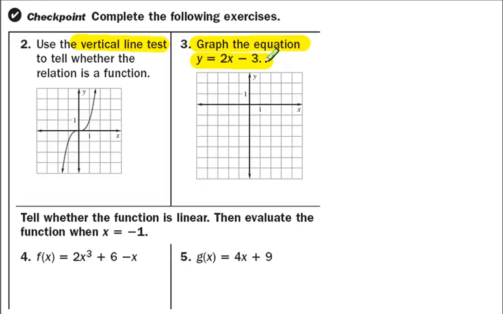So in other words, make up anything you want for the value of x, plug it in and get a y coordinate and graph those 2 points. And you'll get a straight line. And now we're down here telling whether this function is linear and plugging in x minus 1.